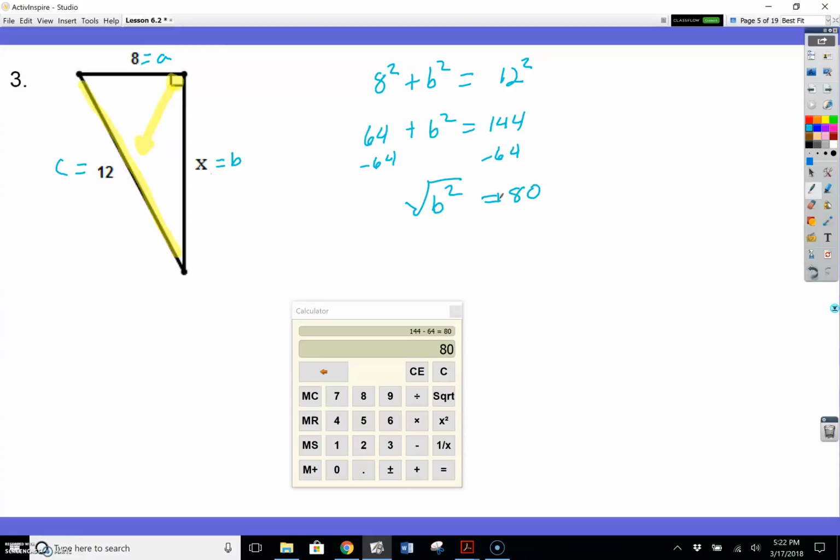You make a factor tree by taking the square root of both sides, and you're going to be left with just b. Now let's see if we make a factor tree. If I look at the square root of 80, you look at any two numbers that multiply to 80.